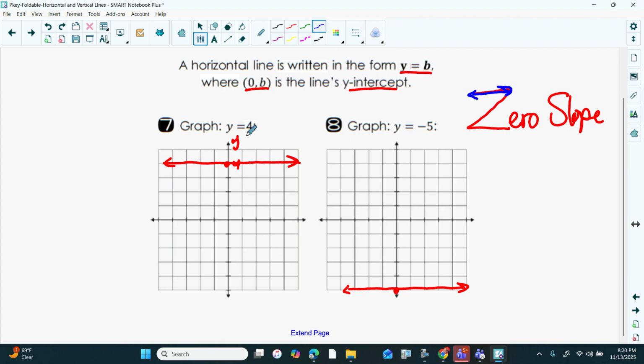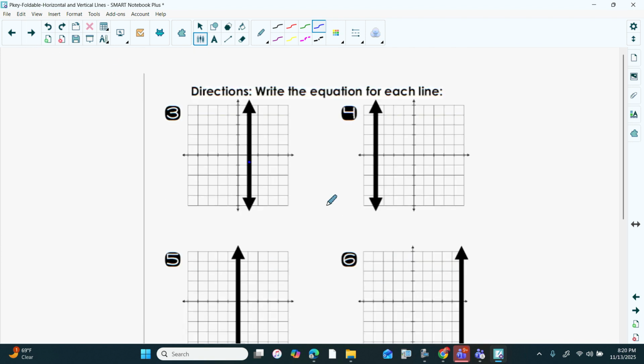So you're going to be given the equation and you have to either graph it, or you're going to be given the graph. So if you look at this next set, you have to write the equation. So you have to know the difference between vertical and horizontal. Right here, I see this is a vertical line. It touches the x-axis at 1, so this would be x equals 1.